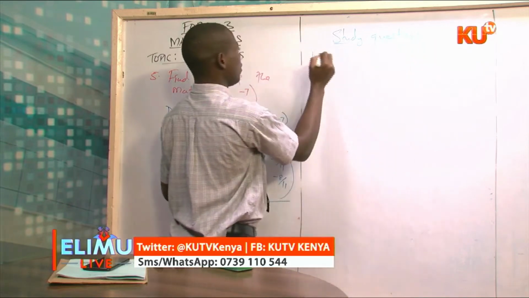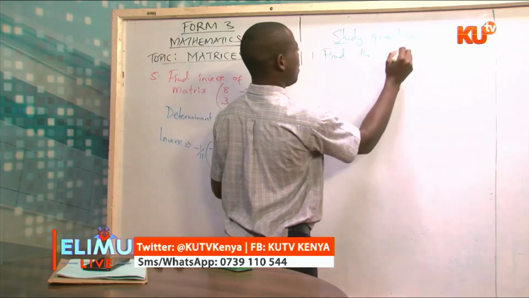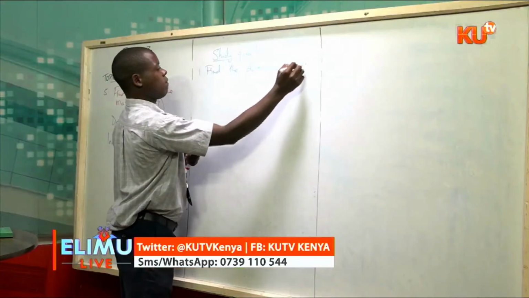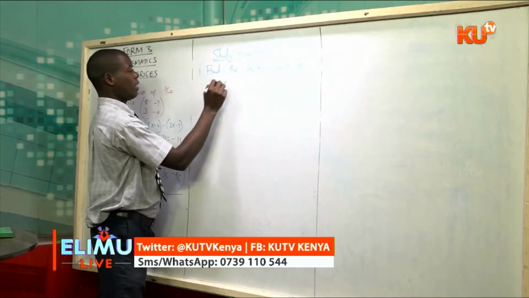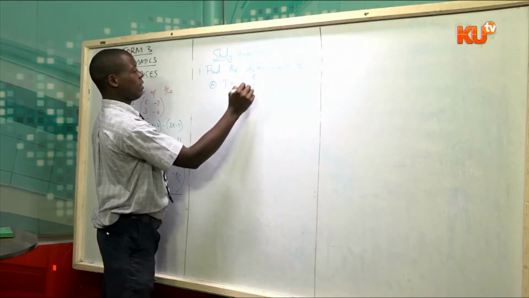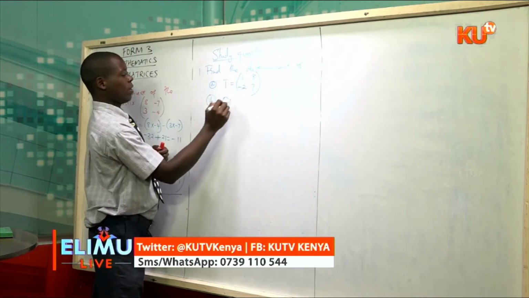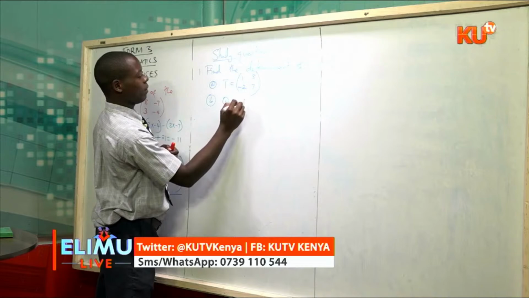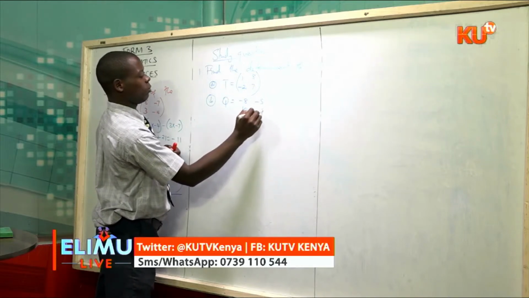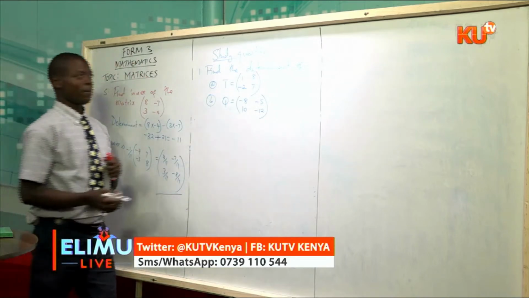Number 1, you are told to find the determinant of the matrix T, which is 1, 8, negative 2, 7. Q, the matrix Q has negative 8, negative 5, 10, negative 12. You find the determinant of those two matrices.